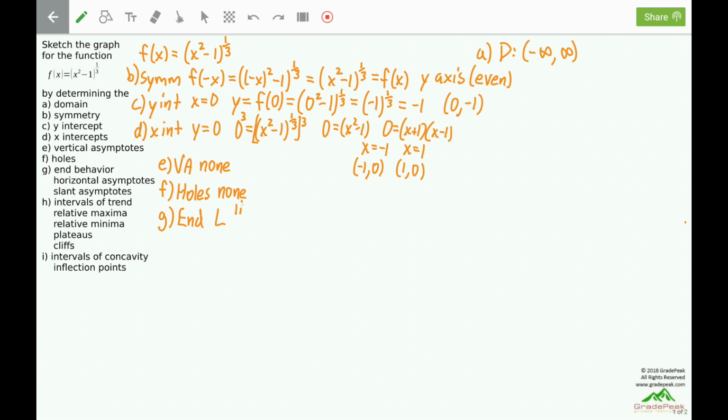We can determine the left-end behavior by taking the limit as x approaches negative infinity of the function x squared minus 1 to the 1/3 power. Plugging negative infinity in, negative infinity squared will be positive infinity, minus 1 will still be positive infinity, raised to the positive 1/3 power will be positive infinity.